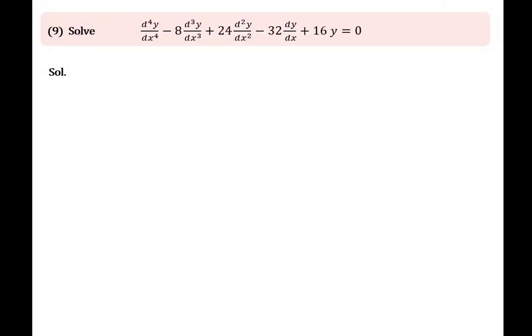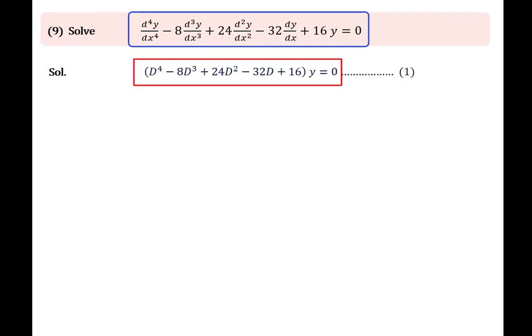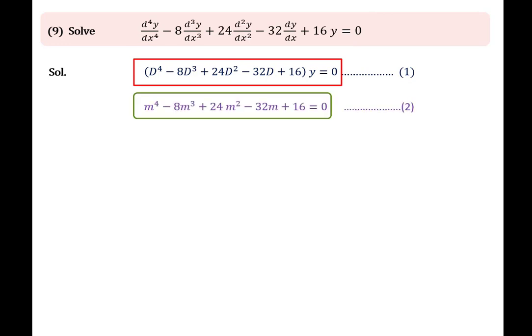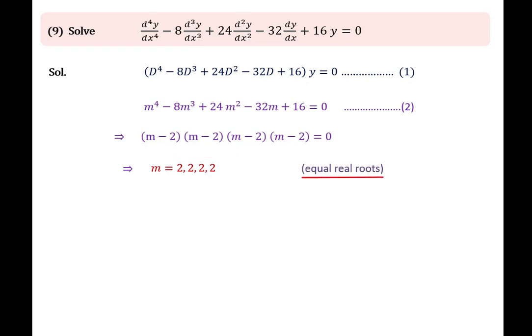Next question. The given differential equation can be written as (D^4 - 8D^3 + 24D^2 - 32D + 16) y = 0. The auxiliary equation of differential equation 1 is m^4 - 8m^3 + 24m^2 - 32m + 16 = 0, which is a fourth degree polynomial, so it has 4 roots and the roots are 2, 2, 2 and 2. Here we have all real roots.